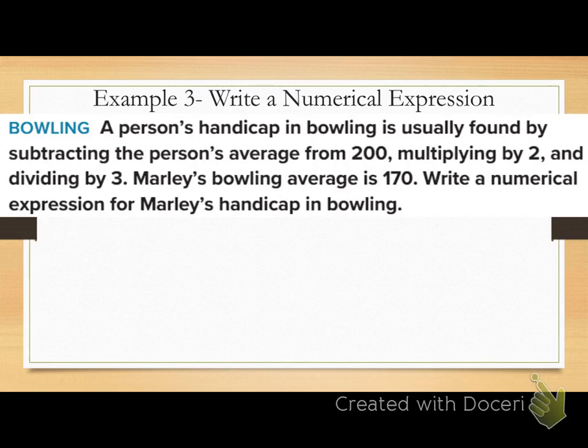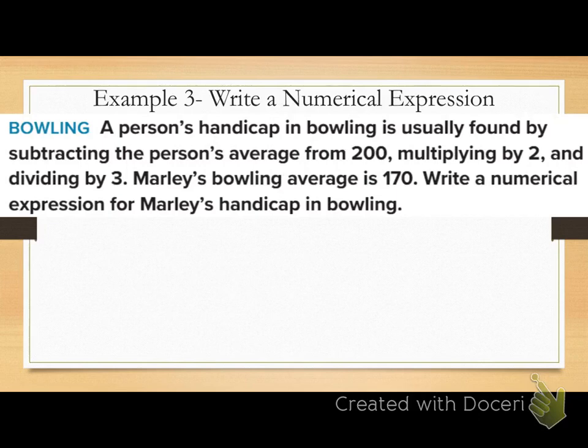Write a numerical expression for Marley's handicap in bowling. So it doesn't tell me to find her handicap. It just tells me to create an expression that I would be able to use to find the handicap if it told me to go further and actually find the handicap. So let's just take it step by step and do each thing individually, and then we'll put it all together in the end.